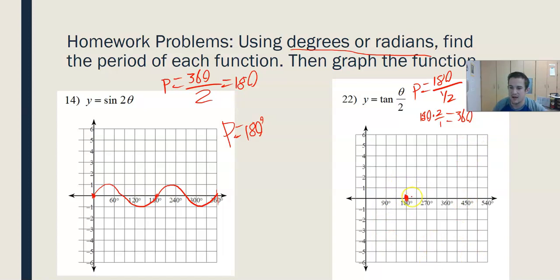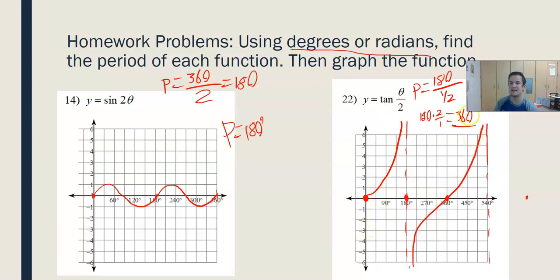180, and then 360 plus 180, which is, I can do math, I promise, 540. So we're going to have asymptotes right here, 360 degrees apart. And my tangent crosses the x-axis at 0, 360, and then it would cross again at 720, etc. So my tangent function would look something like this.